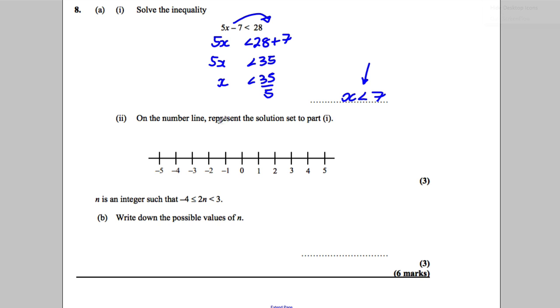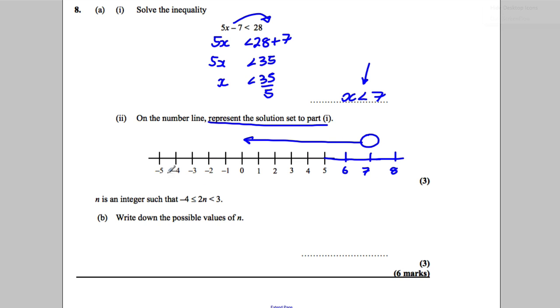On the number line, represent the solution to part I. So x less than 7, there's actually not enough spaces. There's a small mistake in the exam. It needed to go up to 7 at least. So draw a circle at 7. You want less than, so you're going this side. So you just draw an arrow going that way. You don't colour it in because it's strictly less than.